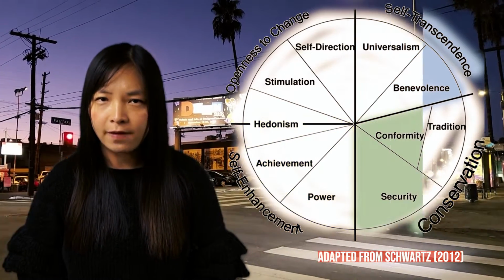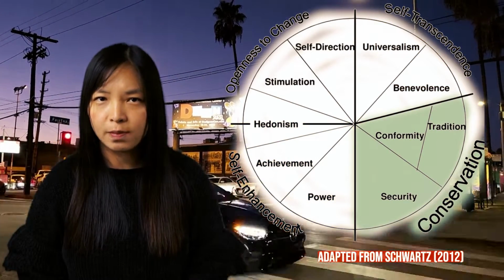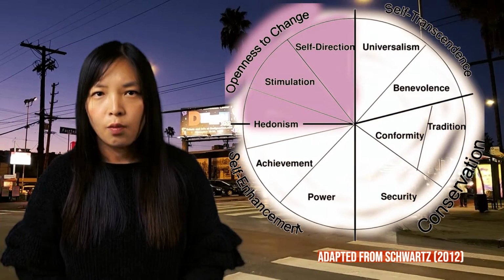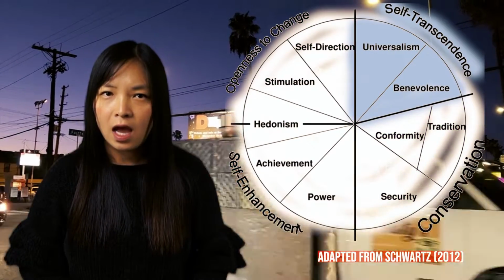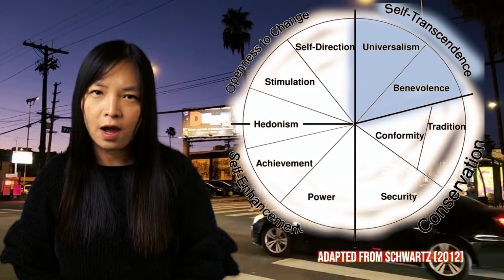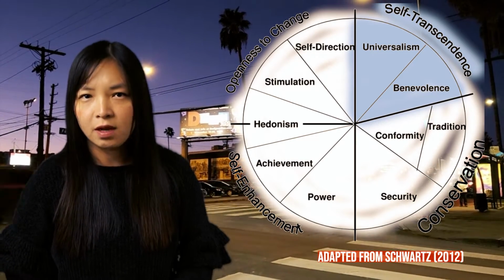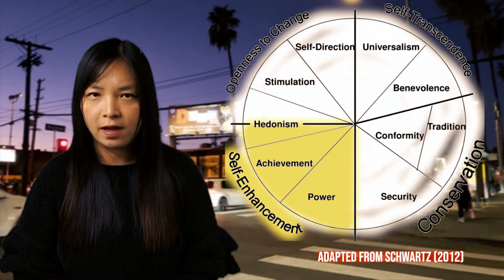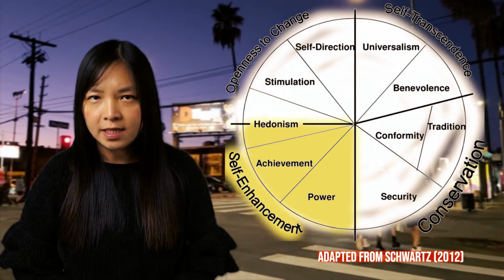The conservation values are the values that motivate to maintain order and safety, which is the opposite of change. While self-transcendence values are the values that promote concern for others' welfare, which is the opposite of the values that motivate self-interest, the self-enhancement values. There will be a separate video on details of our values.